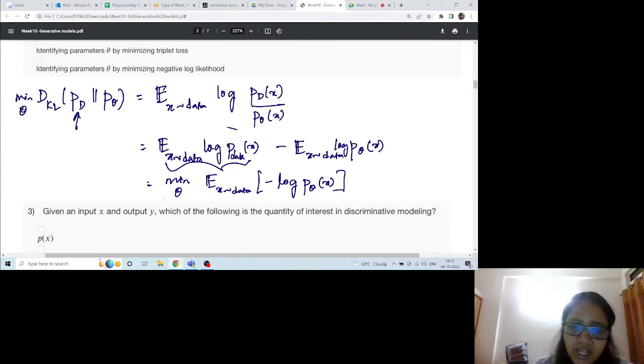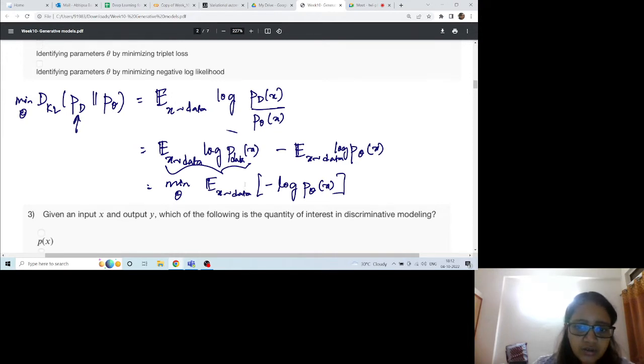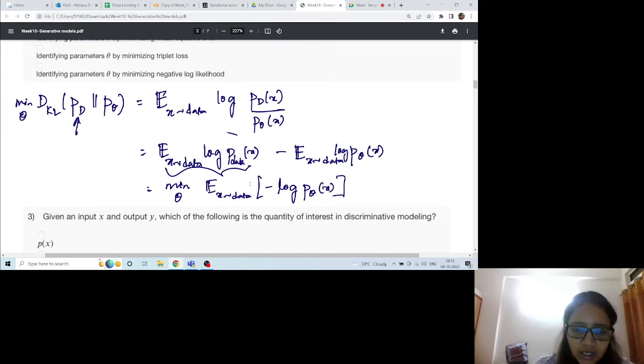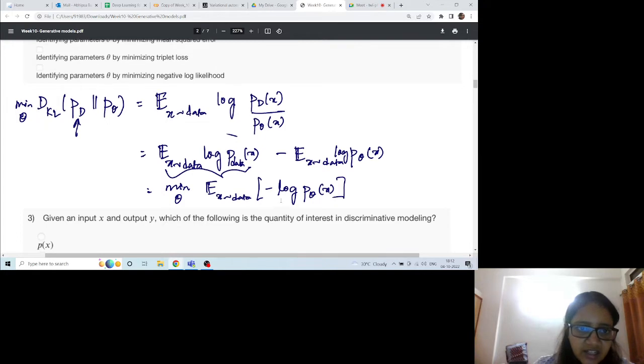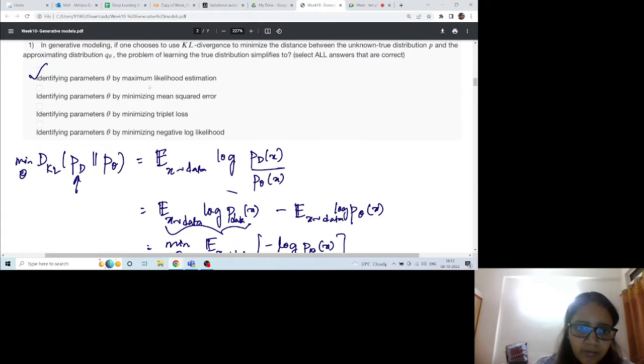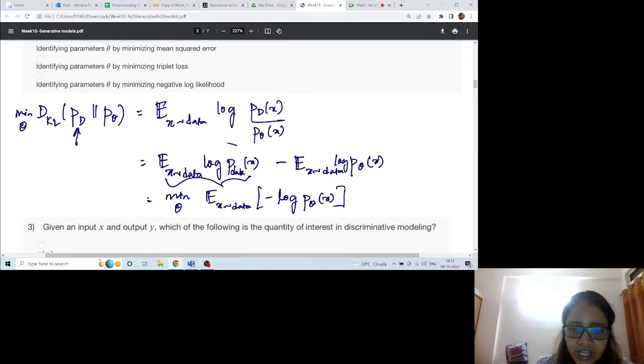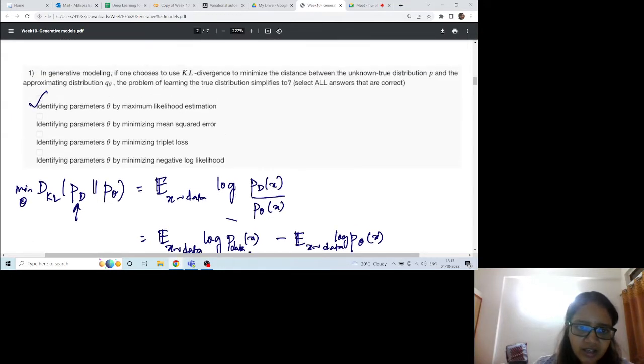So you are minimizing a negative quantity, right? Which essentially means you are maximizing the positive quantity, right? So this basically translates to your maximum likelihood estimation. This formula, if you take this negative out, convert this to maximum, then it becomes maximum likelihood estimation. So that is why this particular option is chosen and not the other one.